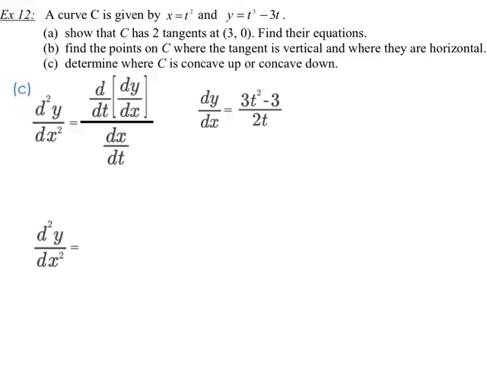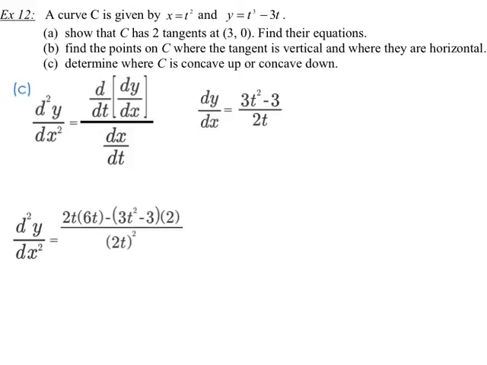So go ahead, pause the video, come back to me. Okay, so here we have the derivative of the first derivative. Bottom 2t times the derivative of the top, the derivative of 3t squared minus 3 is 6t, minus the top times the derivative of the bottom, the derivative of 2t is 2, over the bottom squared. Okay, and now I have to divide this by dx/dt, and dx/dt is my 2t. So I'm going to take this entire thing and divide it by 2t. And let me put that nicely for you.